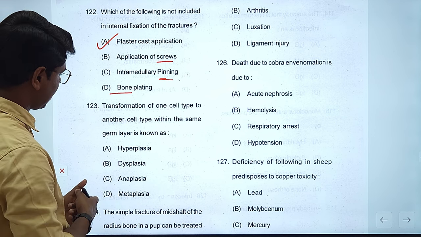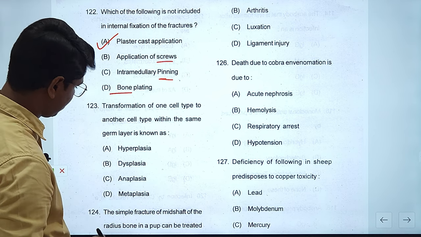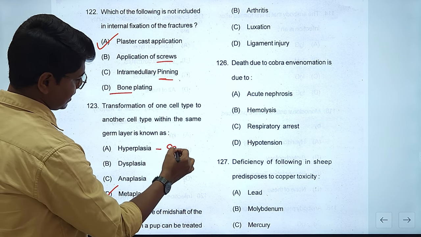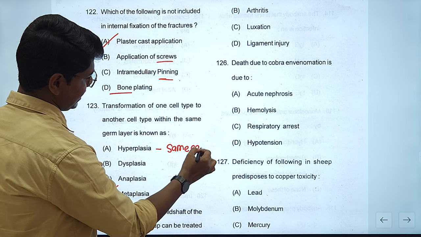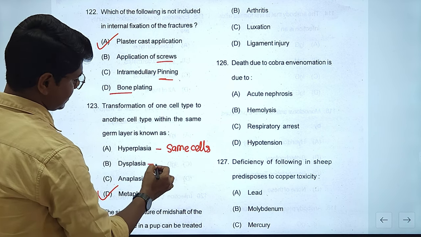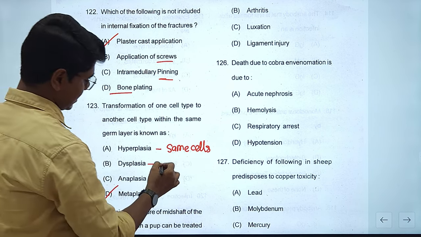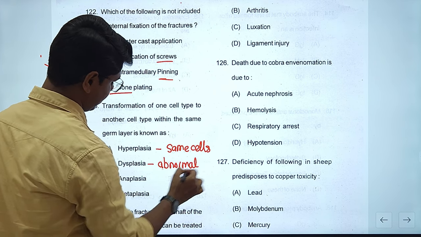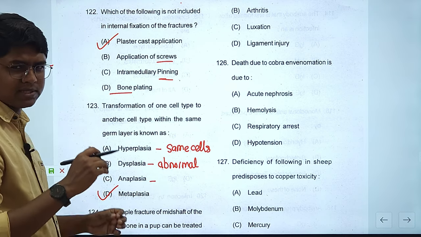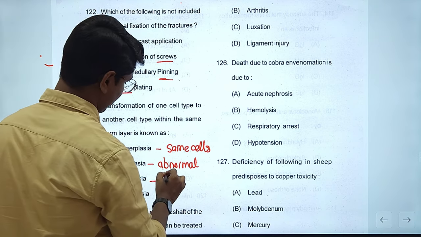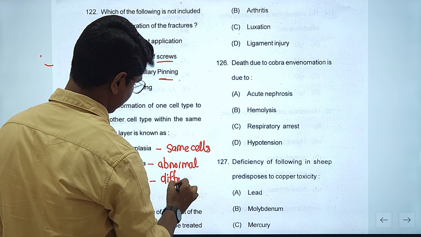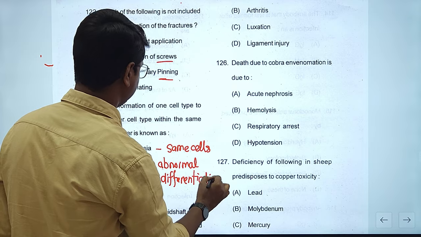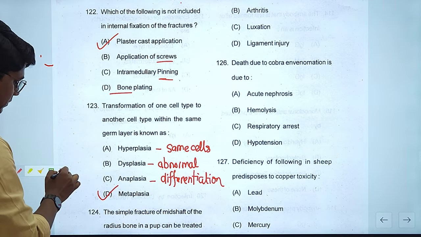Transformation of one cell type to another cell type within the same germ layer is known as metaplasia. Hyperplasia means the same type of cells increase in number. Dysplasia will form an abnormal cell, the new cell is an abnormal cell. Anaplasia means they will be the same type, but the differentiation will be poor.